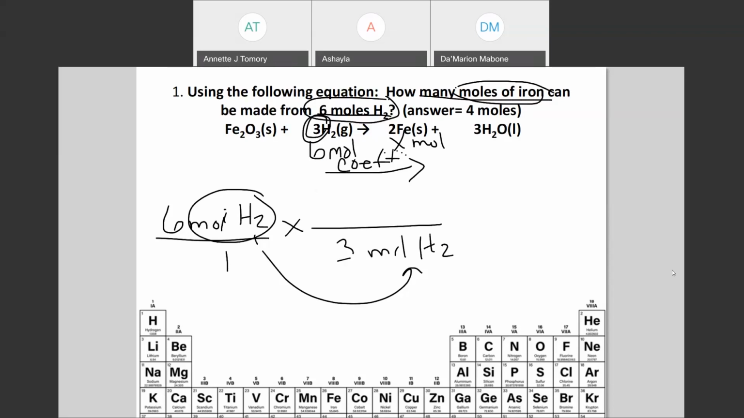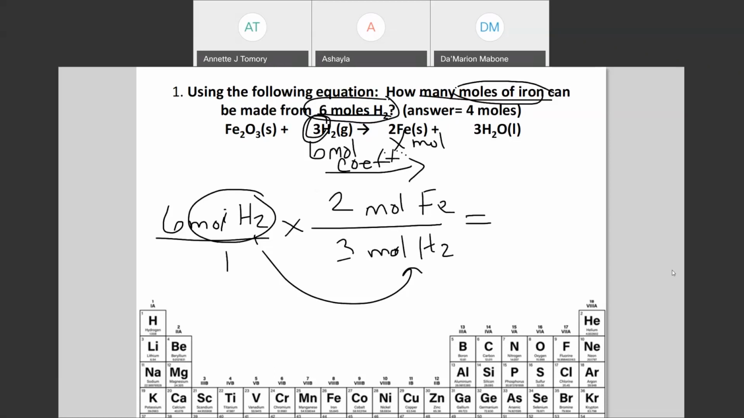Where are we going to? What's the question actually asking us about? Iron. How many moles of iron? So I need moles of iron on the top. In order to use those coefficients, I have to be in the unit of moles. If I'm not in moles, I need to change it to moles. What's the coefficient of iron? 2. I'm going to put a 2 up there.